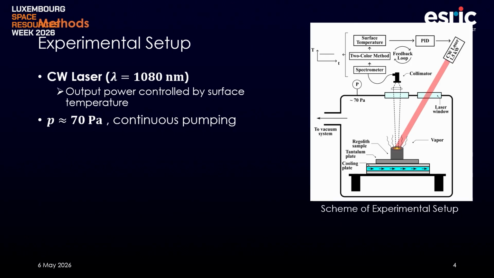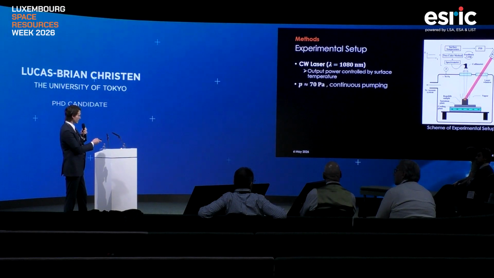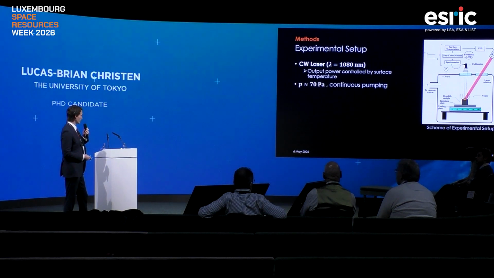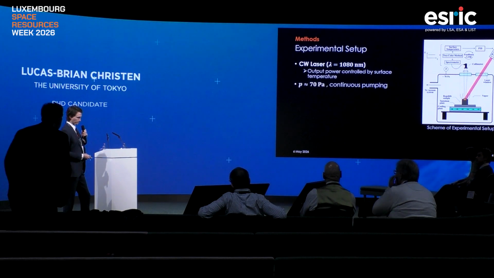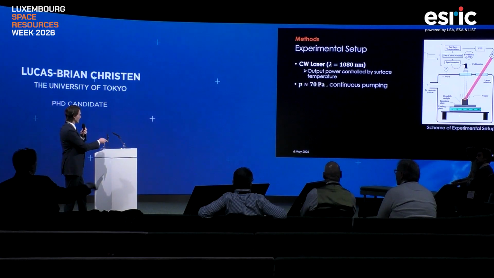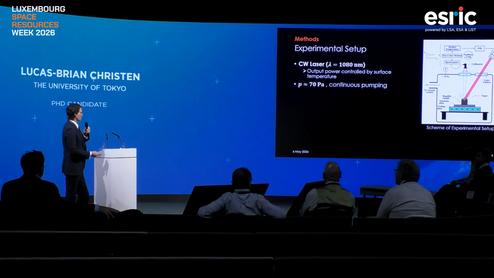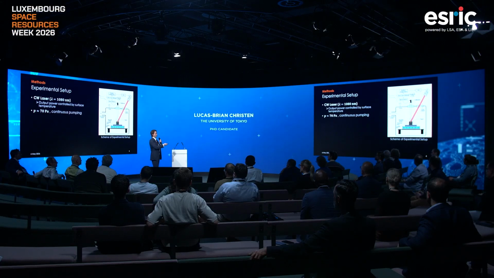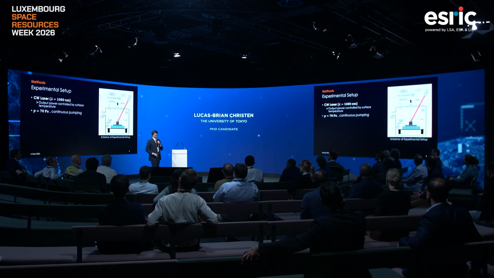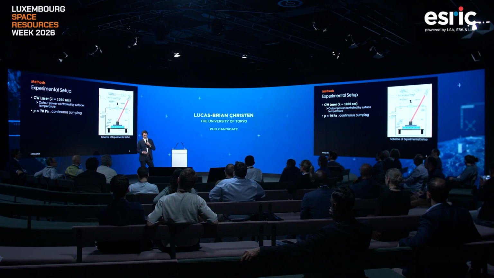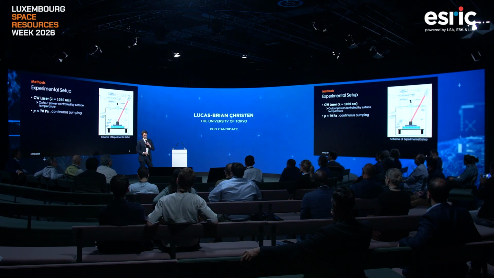This is the vacuum chamber. It's a 20-liter vacuum chamber. We place the sample inside, have a continuous wave laser irradiating from the top right here, which is up to 1.5 kilowatt in power at 1080 nanometer. Then we measure the surface temperature through this vertical path and lead that information back to the laser to, via PID control, control the output power to maintain a constant surface temperature. Through continuous pumping, we achieve a pressure of 70 Pascal inside the chamber in this experiment.